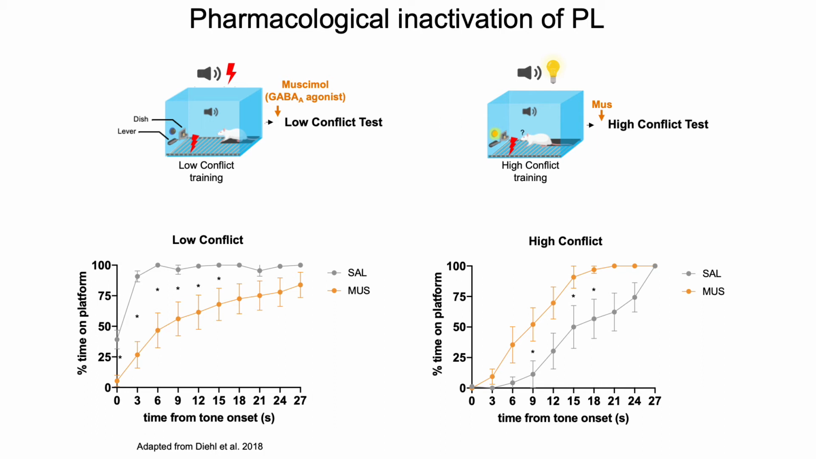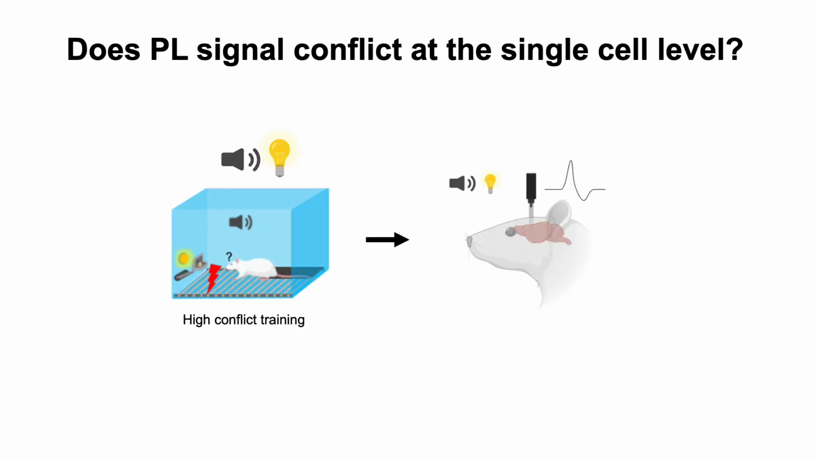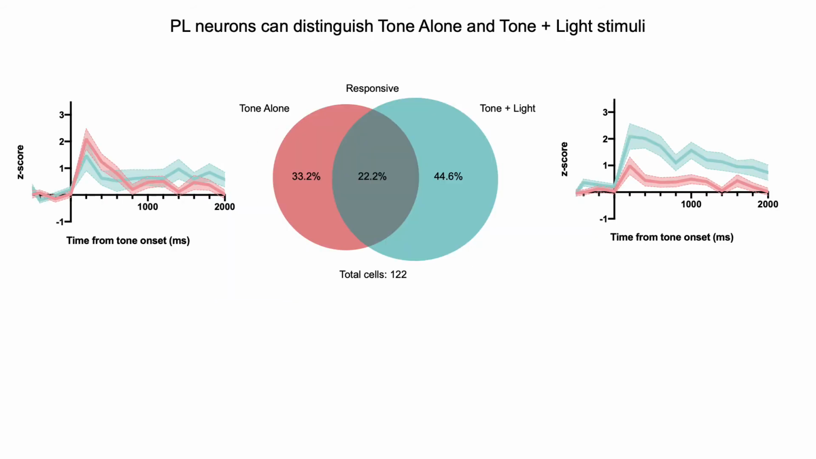Given this, we were now interested in how PL might be detecting this conflict. So, this led us to our next question. Does PL signal conflict at the single cell level? To address this, we performed single unit recordings in animals trained in high conflict. What we first saw was that PL neurons can distinguish tone alone versus tone plus light stimuli.